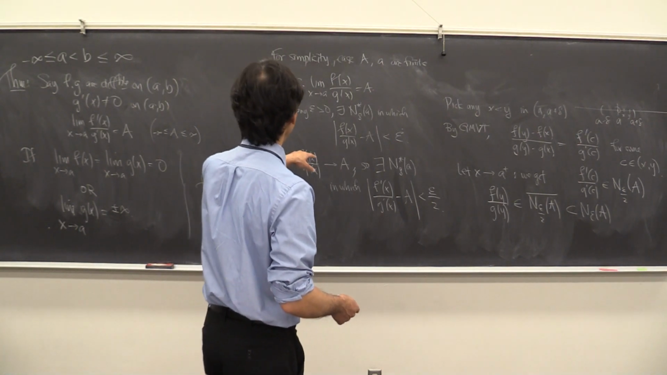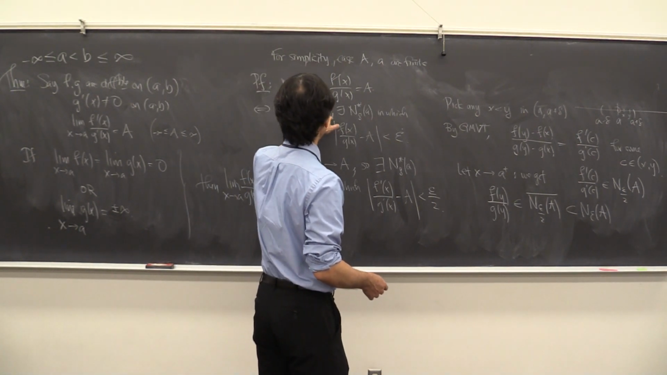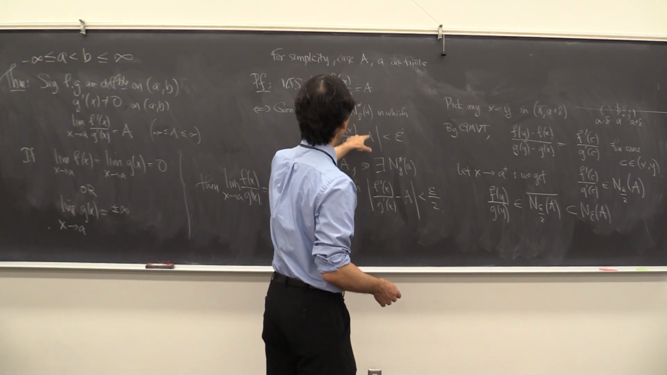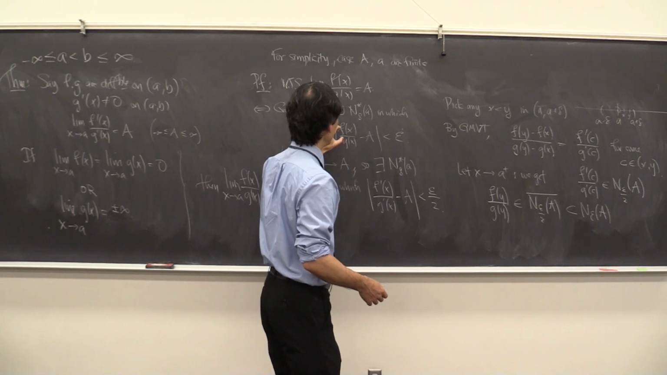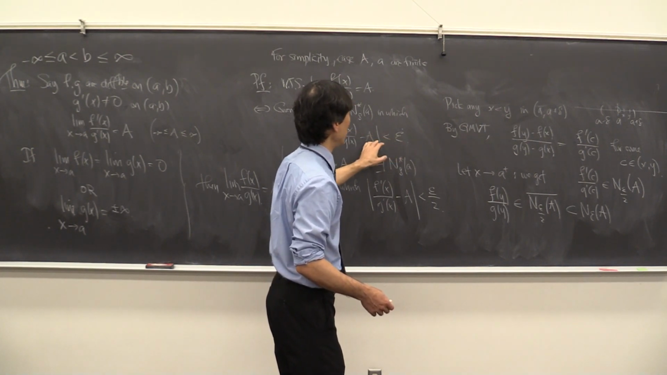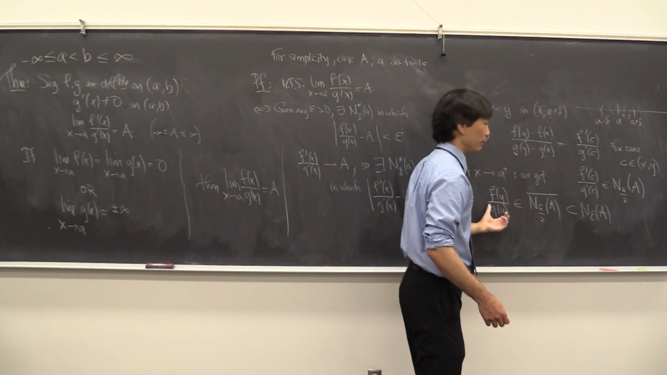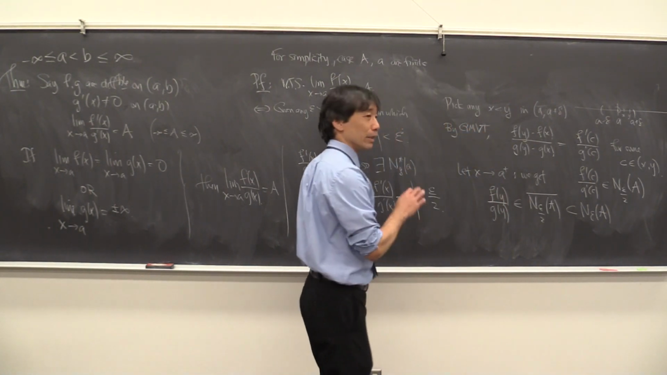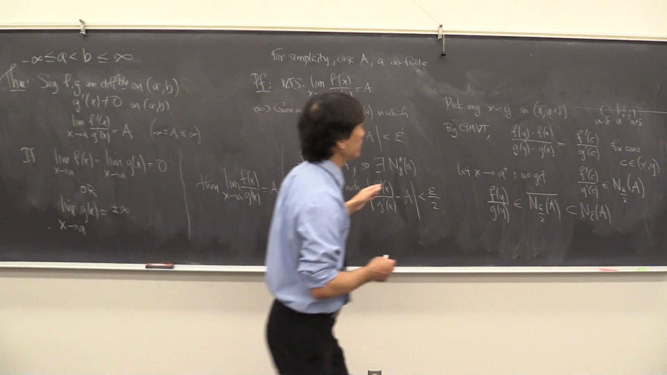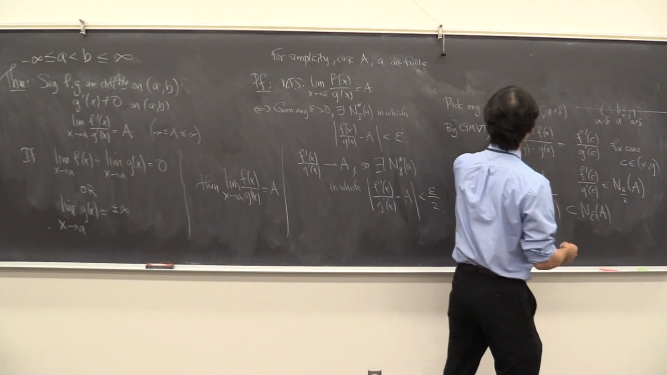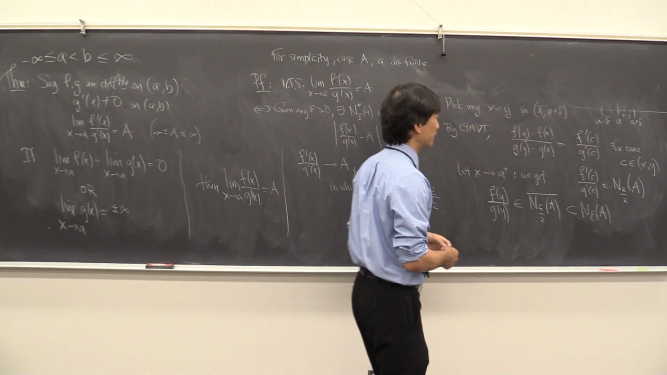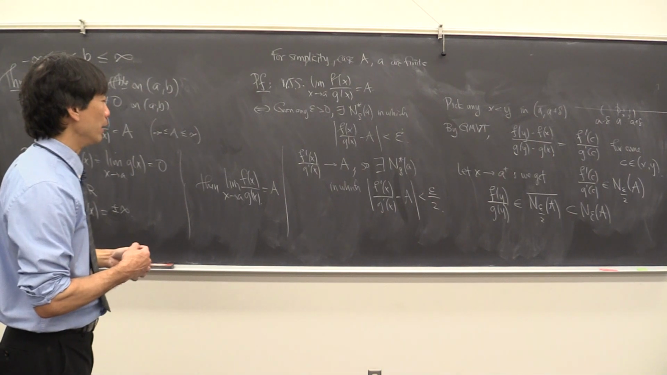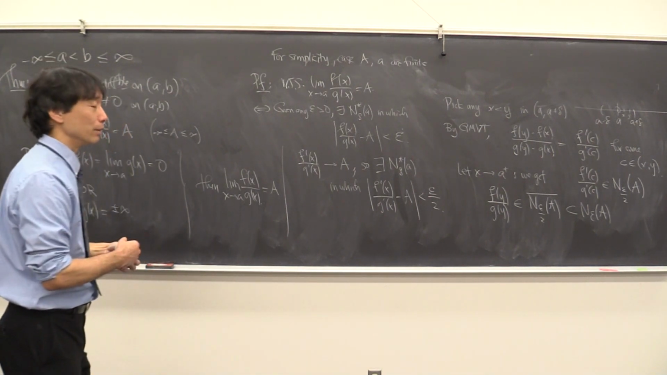So that does it. We wanted to find a neighborhood of a in which the ratio was within epsilon of A, and we found it. I guess I only did it from the right-hand side, but you can then do it from the left-hand side as well. So that's how L'Hopital's rule falls out of the mean value theorem.